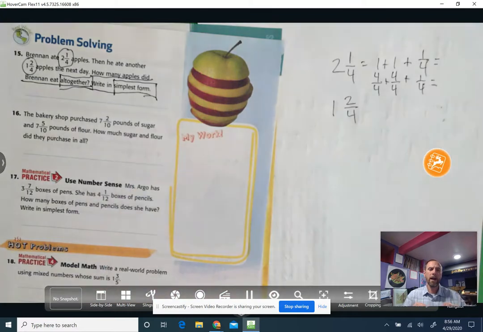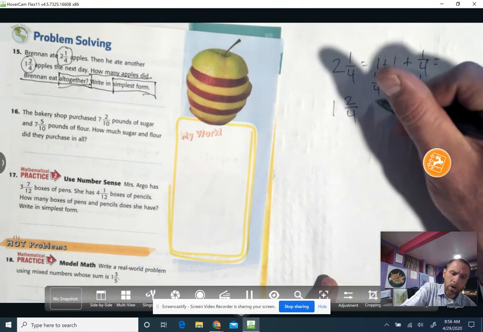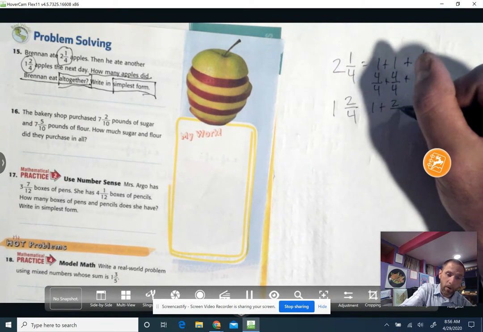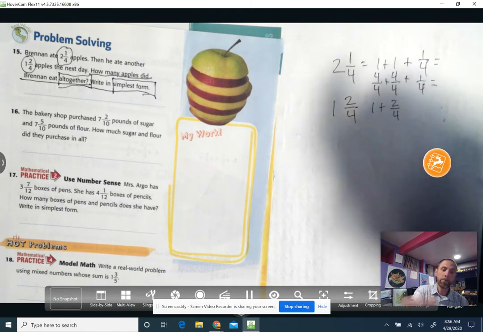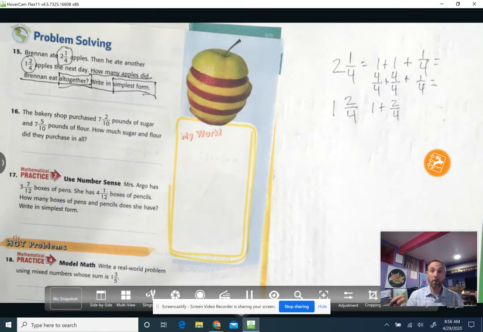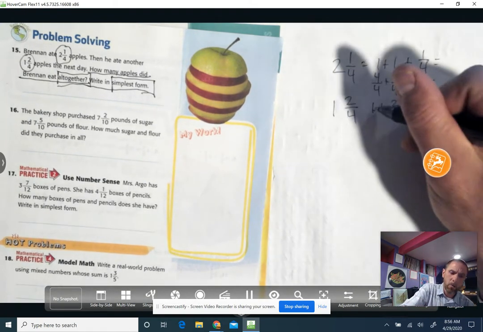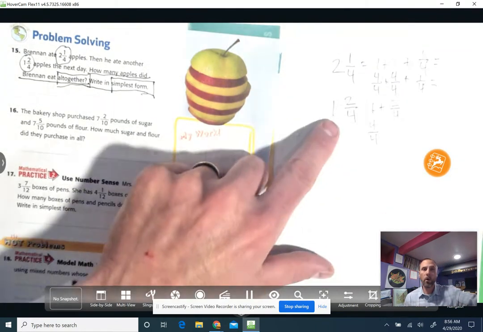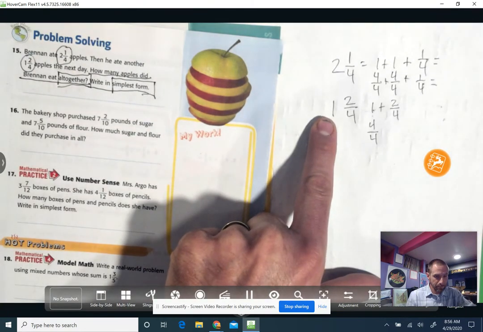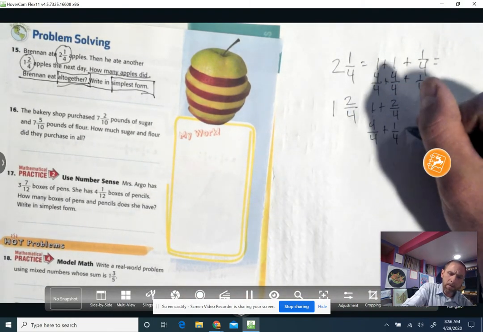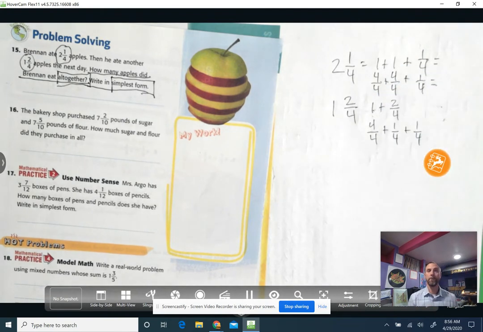Okay, now let's take a look at 1 2/4. We have 1 whole apple plus 2/4 of another apple. Okay, the other way to write that is, how did we make the whole? How many fourths did it take? Well, it took 4/4 to eat that 1 whole apple on that next day. And then to eat the 2/4, Brennan had to have eaten 1/4 of it plus another 1/4 of it. All right, so that is how we made the 2 mixed numbers, 2 1/4 and 1 2/4.